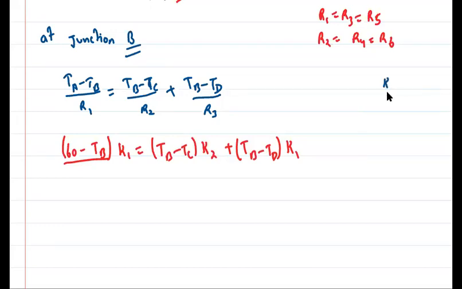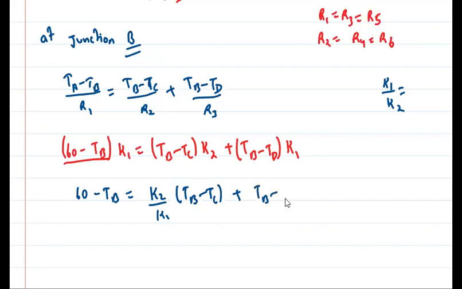K1 by K2 is given. Okay. It is K1 by K2 is 2, or K2 by K1 is 2, right? I have to see. Okay. Now, if you solve this, just divide everything by K1. So 60 minus TB is equal to K2 by K1 into TB minus TC plus TB minus TD. Got it? Now, K2 by K1 is 2, so this is 1 by 2. So this is the first equation, equation A.